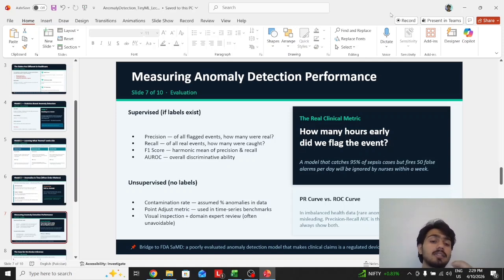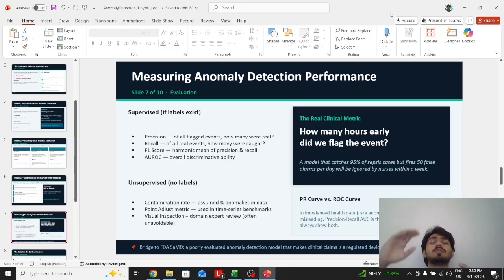A model that catches 95% of sepsis cases but fires 50 false alarms per day will be ignored by nurses within a week. Obviously, everybody would think, okay, this might be a false alarm, it might be a false alarm, because for every single patient, these 50 alarms would be difficult, even for the nurses, to look at. PR curve plus ROC curves in imbalanced health data, rare anomalies. So, to be honest, balanced health data is very unnatural. Why?